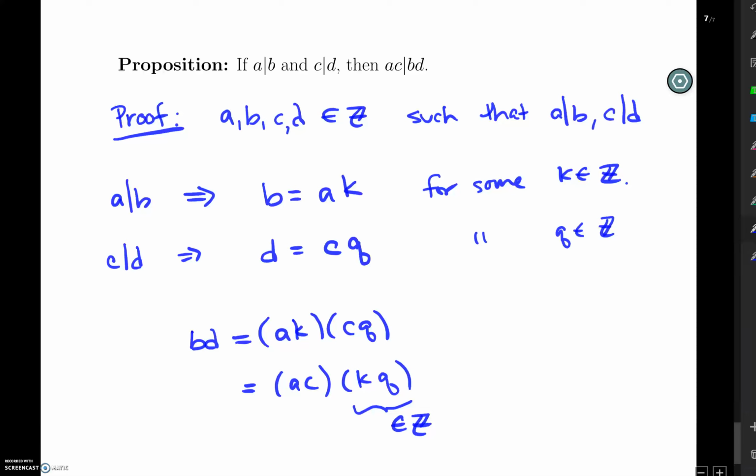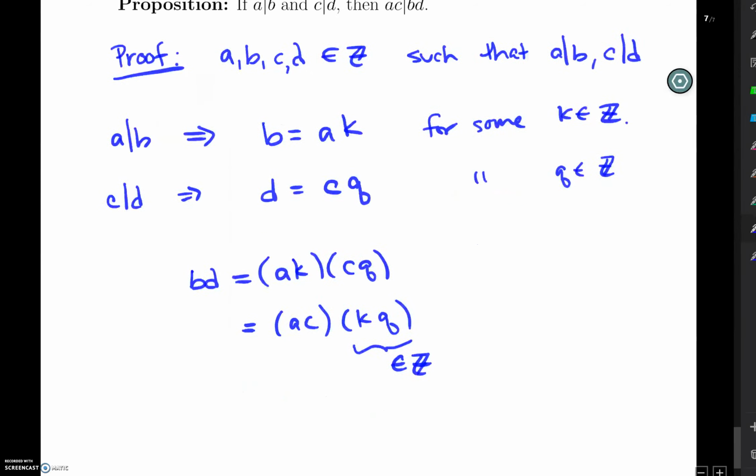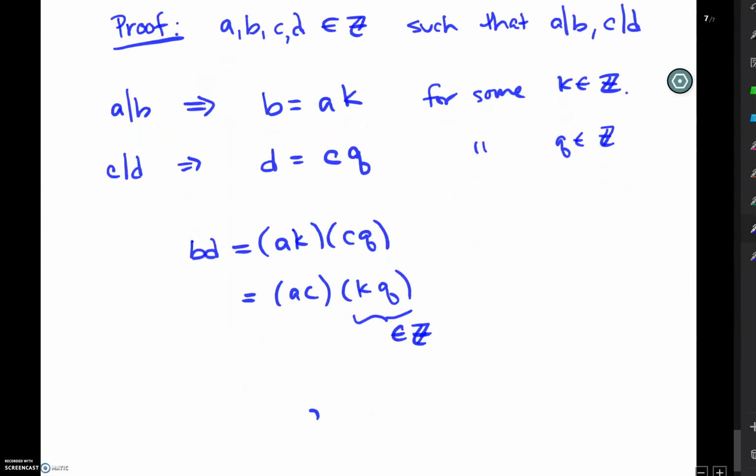So since we're able to write BD as AC times another integer, that tells us, in fact, that AC has to divide BD. So again, I didn't write all of the sentences. This is the outline of what the sentences will become. So how do you turn all of this into the sentences?